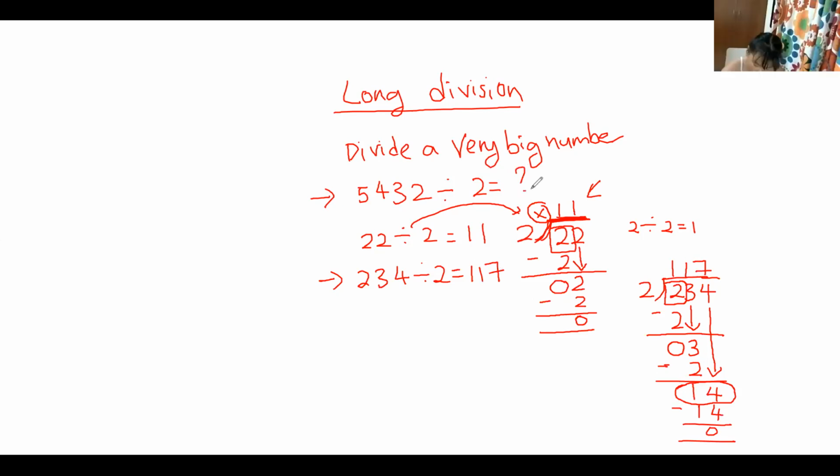Can you tell me the answer to this question here? I give you 1 minute. Text me, put it in the chat. So 1 minute to answer 5432 divided by 2. If you can do this, it means that any other number you should be able to do already, even if it's 1 million.